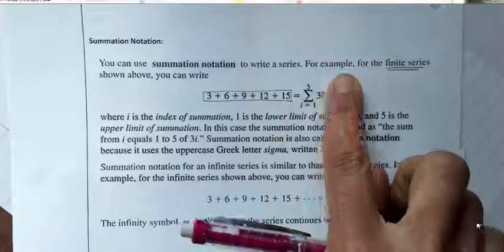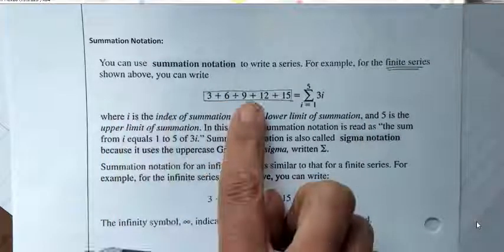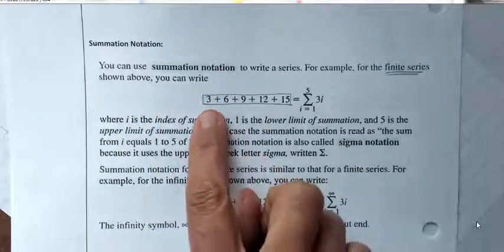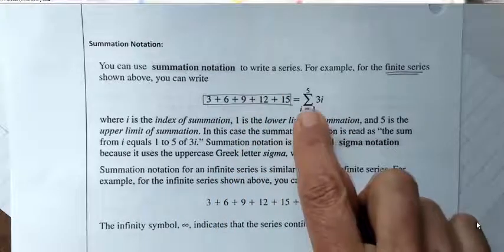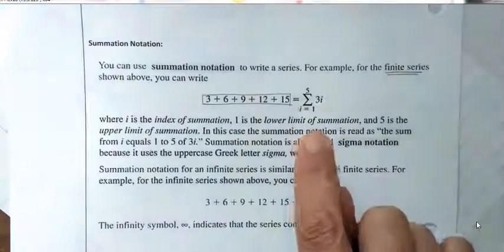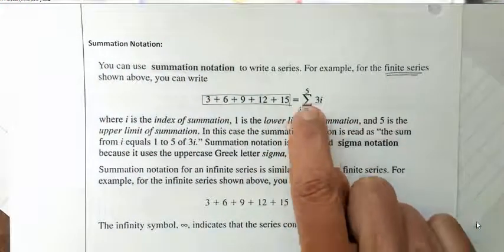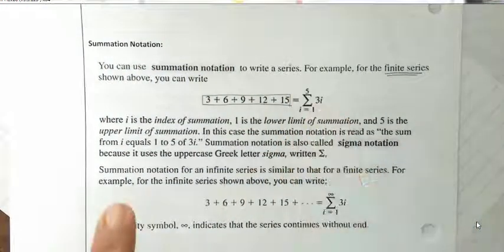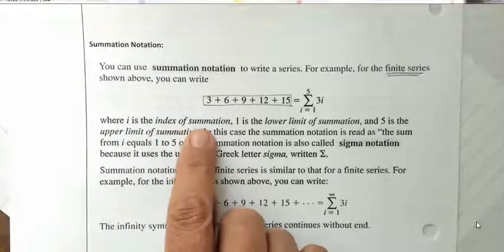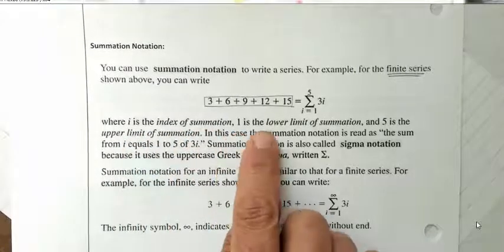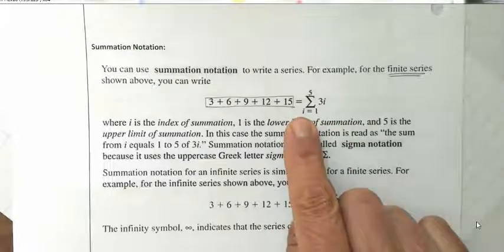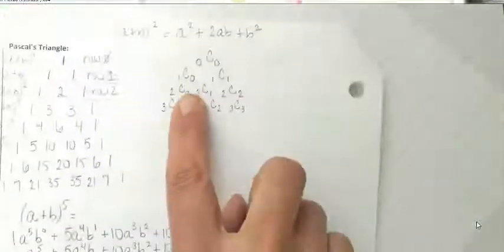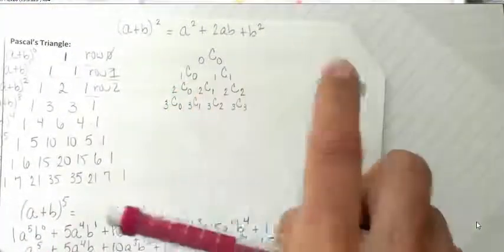Okay, so for example, for the finite series shown, you can write this. 3 plus 6 plus 9 plus 12 plus 15 is equal to, and now this is the summation, from i equals 1 all the way to 5 of 3i, where i is the index of summation, 1 is the lower limit of summation. Okay, so this is like what place you're on. Remember how I was like place 0, place 1, and so on.